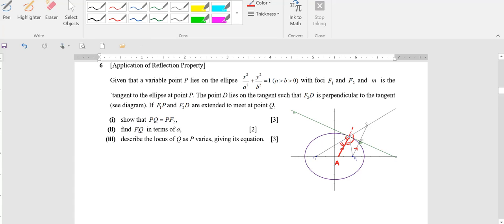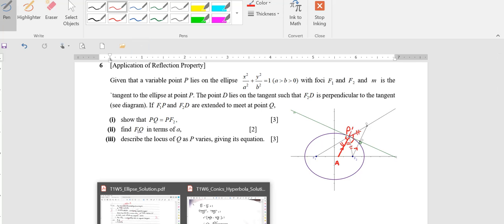To show that PQ, so P is down here, PQ is equal to PF2. So show that these two distances are the same. This is definitely not a case where you have to find the coordinates and show that they are equal. What we can do is use properties of the ellipse.